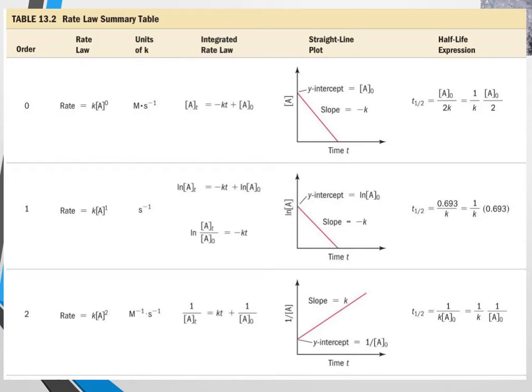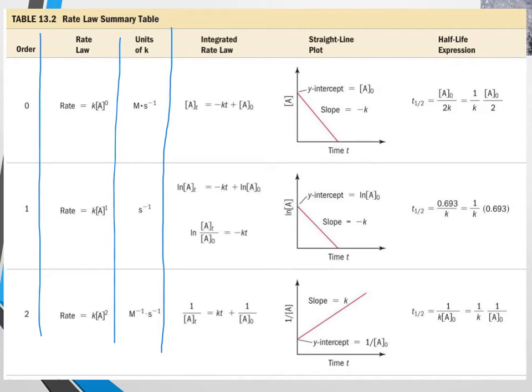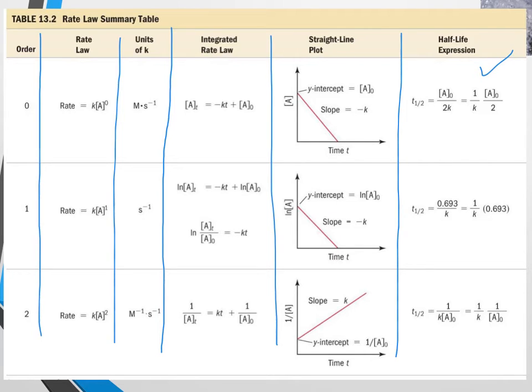All right, so let's compare them all. I love this table. It has all the information. You may even want to print this out. Here are the differential rate laws for 0, first, and second. Here are the units for the rate constant for 0, first, and second. And integrated rate laws, here is the graph you would make from the integrated rate law to get a straight line. And we haven't talked a lot about half-life expressions, but that's actually important also.